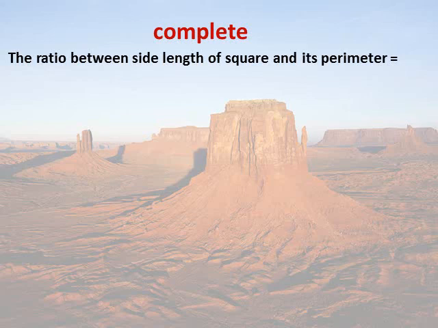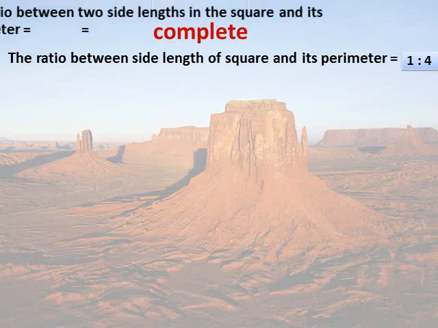Okay. The ratio between one side and the perimeter: one side is 1, and the perimeter equals 4 sides. The ratio equals 1 to 4. Again, the ratio between the side length of a square and its perimeter: the side length equals 1, and the perimeter equals 4. Why? Because the perimeter of a square equals the sum of 4 sides.